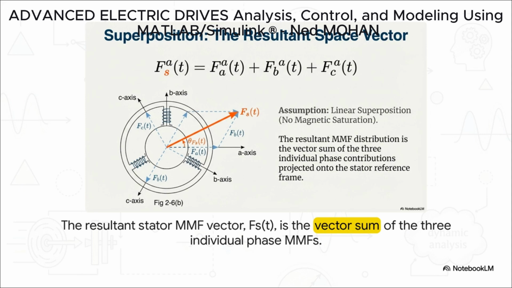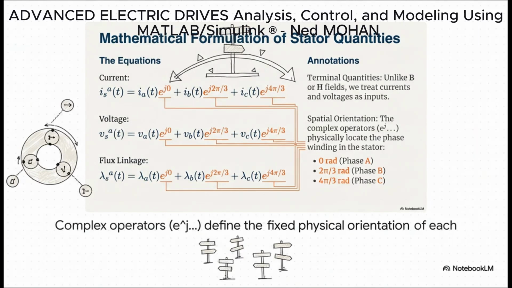And that one vector tells us everything about the total magnetic field from the stator at that exact instant. Now, I know this equation looks a little scary with all the e to the j stuff, but don't let it fool you. This isn't about time, it's about space. The key takeaway here is that these complex operators are not phasors spinning around. Think of them more like address labels. They just tell you where each winding is physically located.